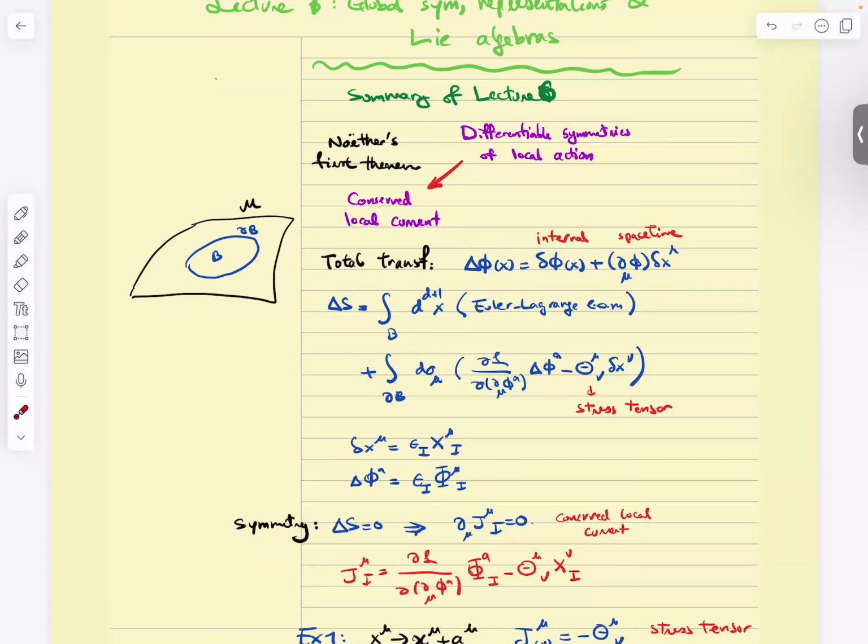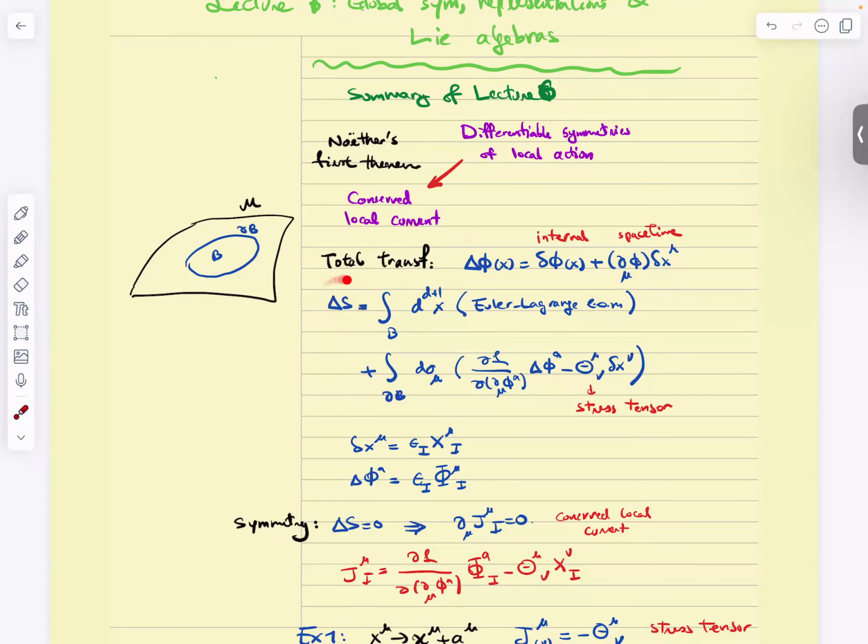Then similarly, when you look at the total change of the action, we did these manipulations, but at the end of the day, there's a bulk term that vanishes due to the Lagrange equations. And then there's a boundary term that's left. The boundary term, not surprisingly, has two pieces. One has to do with delta x mu, and the other one has to do with the total change of the field phi.